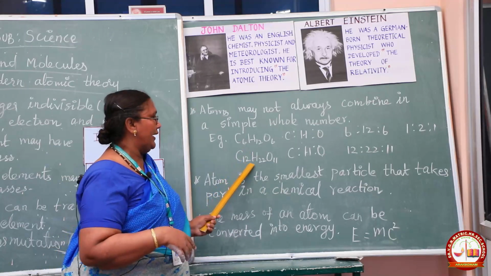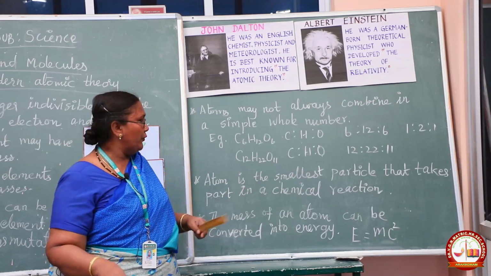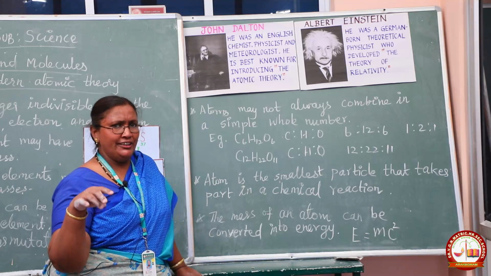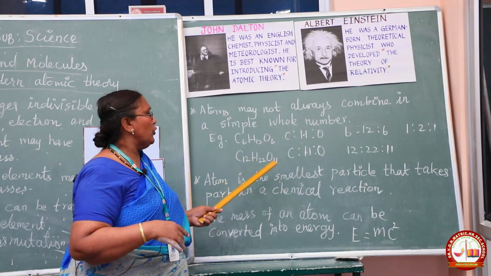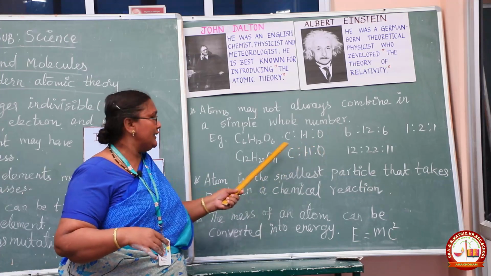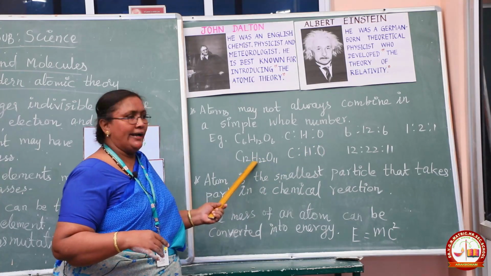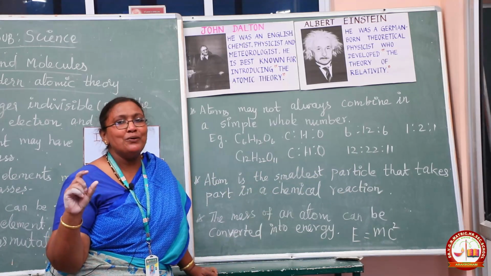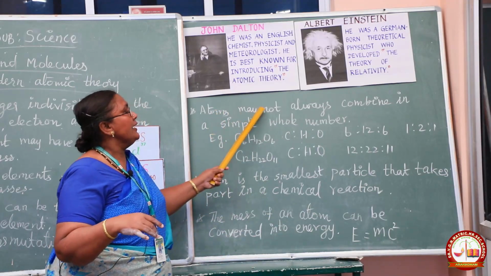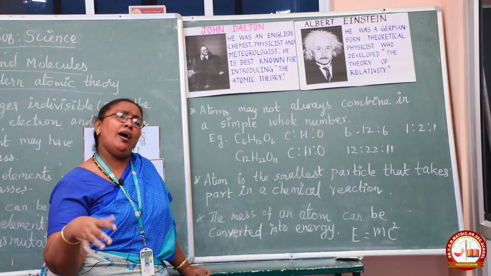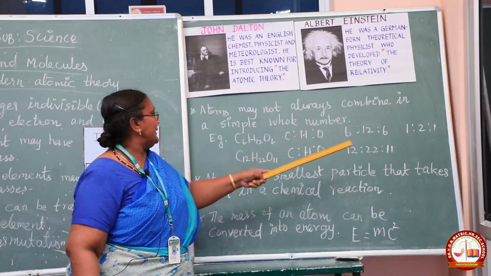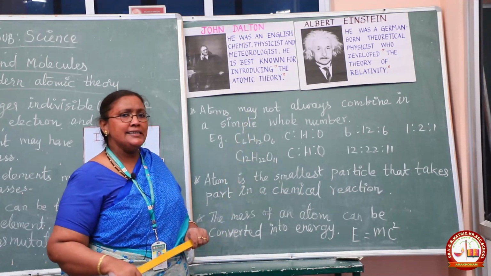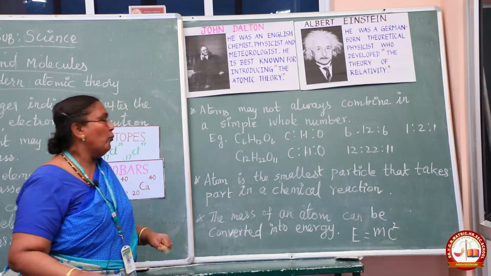Then another example given, sucrose. The molecular formula for sucrose is C12H22O11. What elements are present? Carbon, hydrogen, oxygen, like glucose. So what is the ratio of carbon, hydrogen, oxygen in sucrose? 12 carbon, 22 hydrogen, 11 oxygen. So the ratio is 12:22:11. This is not a simple whole number ratio. That is the point: atoms may not always combine in a simple whole number ratio. Two examples given, one is glucose, the other is sucrose. Are you able to follow, children? Now move on to the next point.